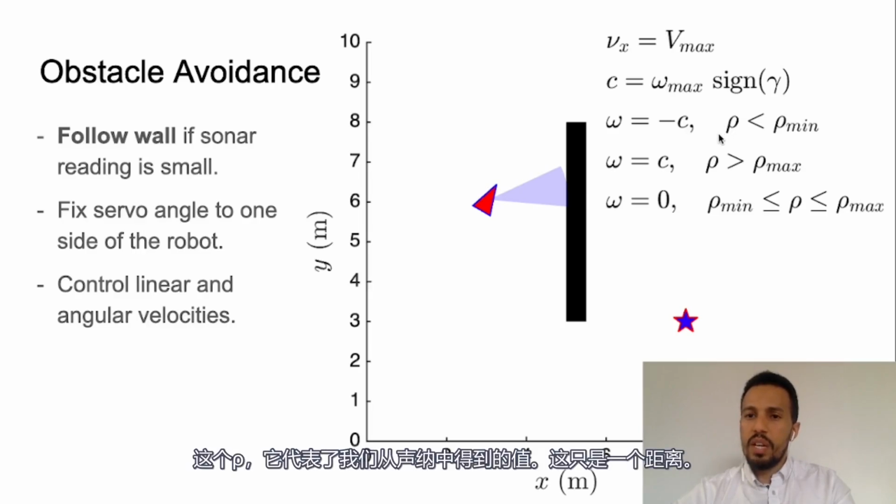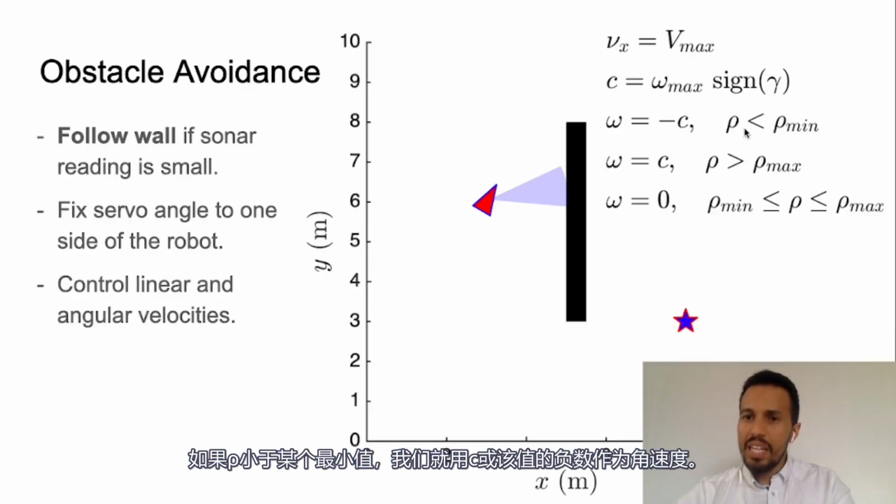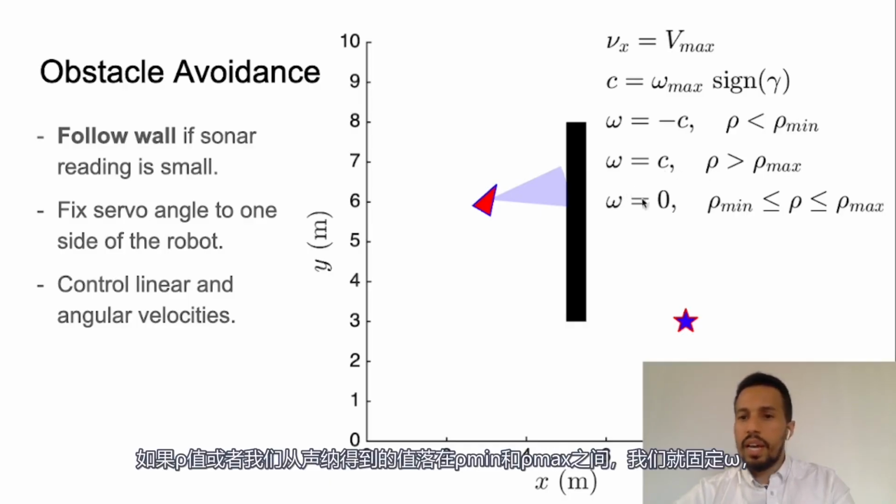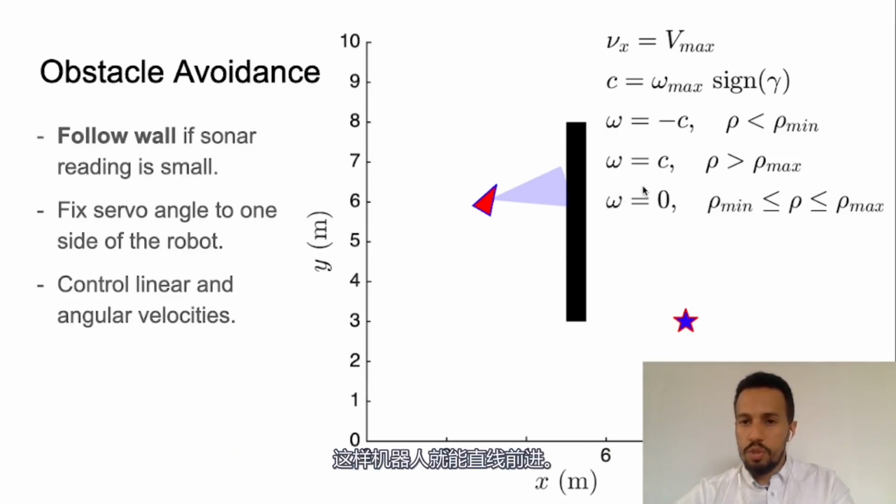So we have this rho over here. It represents the value that we get from the sonar. It's just a distance, and if that rho is less than some minimum value, we're going to use this c, or the negative of that value, as our angular velocity. If it's greater than some maximum value, we just use that c, and if the rho value, or the value that we get from the sonar, falls between rho min and rho max, we just fix our omega such that the robot is just going straight.